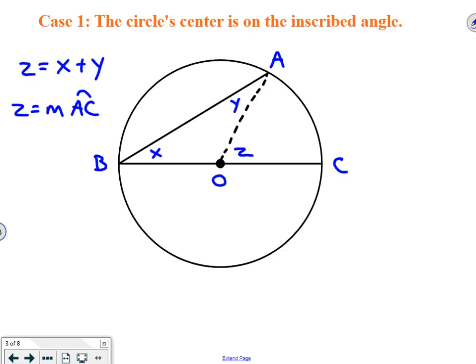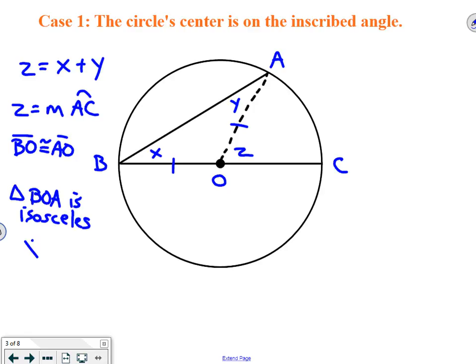BO and AO are both radii, so we know that they are congruent, right? So BO is congruent to AO, and we can even mark that here on the diagram. So now we know that triangle BOA is isosceles. And that means the base angles are congruent, which means x would equal y, since x and y represent the measures of those base angles.